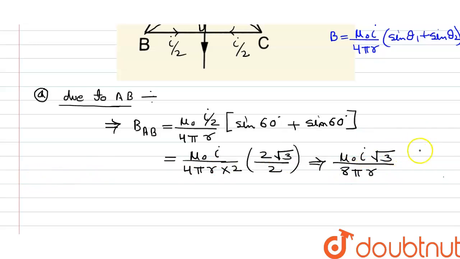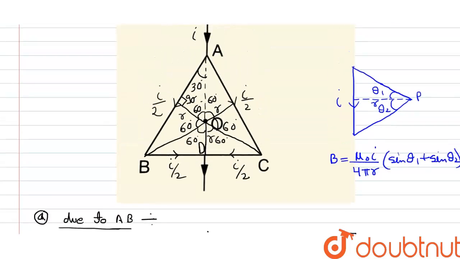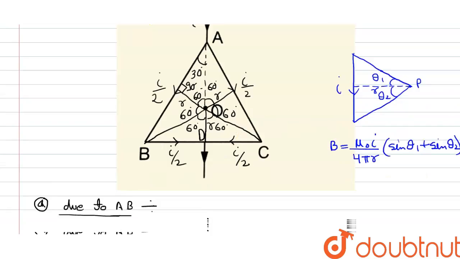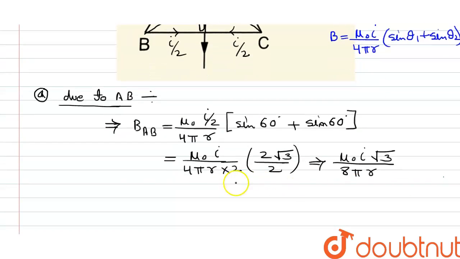Now let's calculate the magnetic field due to current flowing in the AC wire. First we have to find out the direction. We apply the right hand thumb rule, then we can see that for wire AC, the magnetic field generated at point O is in the downward direction. So we will put a minus sign. So let's calculate it due to AC.